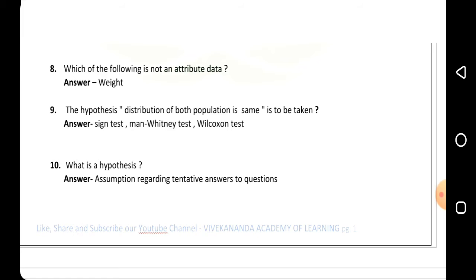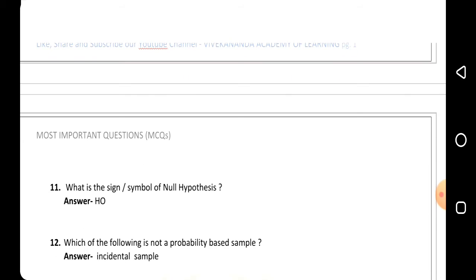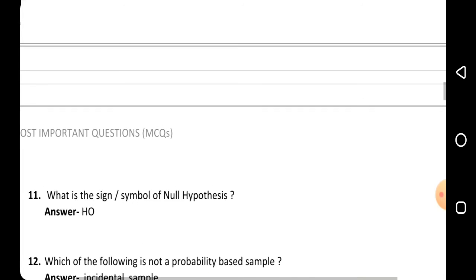10th question, what is hypothesis? Answer is assumption regarding tentative answer to question. 11th question, what is the sign or symbol of null hypothesis? Answer is H0.